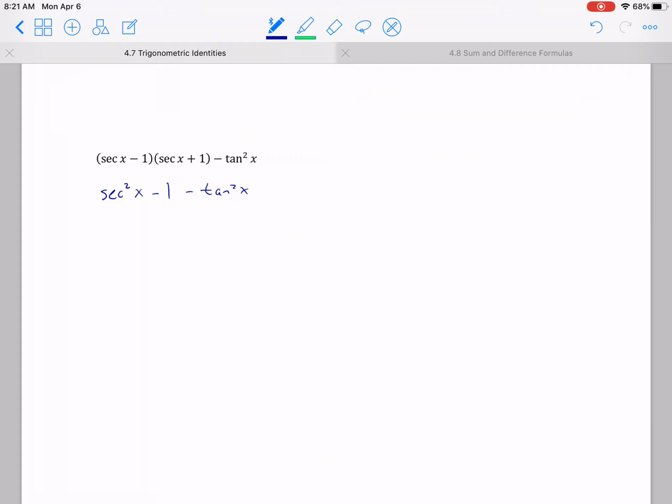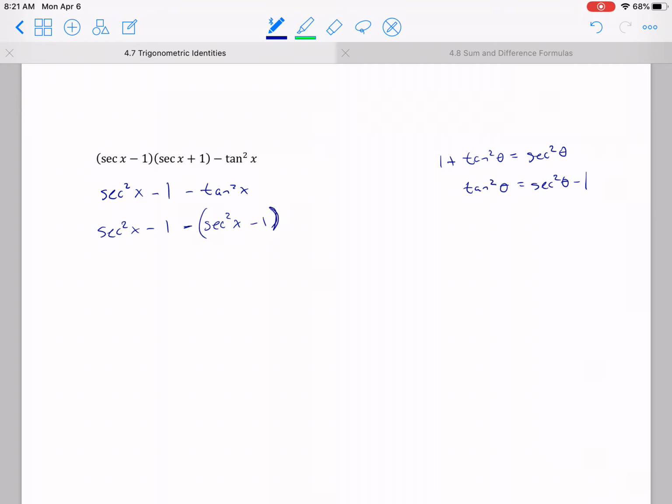Now, using the same one as above, 1 plus tangent squared equals secant squared. And again, it doesn't matter that I'm putting theta over here. It could just be an x. That's going to tell me that tangent squared is equal to secant squared minus 1, which means I can have secant squared x minus 1 minus secant squared x, and then it's minus a negative 1. So I could just go ahead and put this all in parentheses like that.